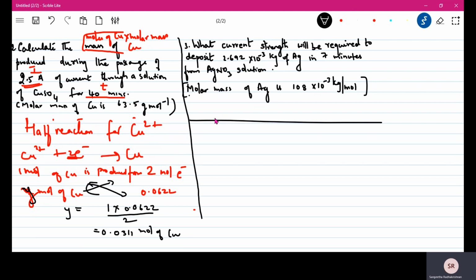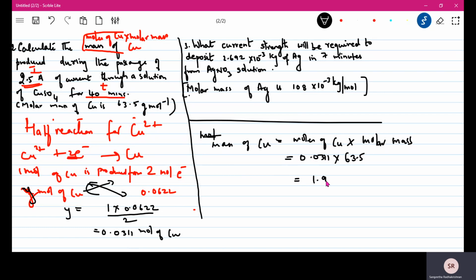So there you substitute now. Mass of copper is equal to moles of copper into molar mass. You know the moles of copper that you've got, 0.0311, into molar mass. Molar mass is 63.5. So that will be equal to 1.975 gram copper. If it is given here in gram, then you can answer in gram. If it is given in kilogram, answer in kilogram accordingly. Okay.